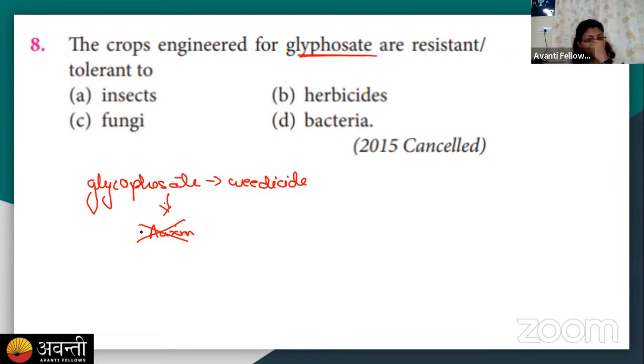But when we engineer the crop, we are making the plants resistant to this herbicide, so that when the weeds grow in our crop field, the glyphosate only kills the weeds, and it will not harm our plants or the crop, because the crop is also a plant, right? It is also a dicotyledonous plant, right? So the answer is B.